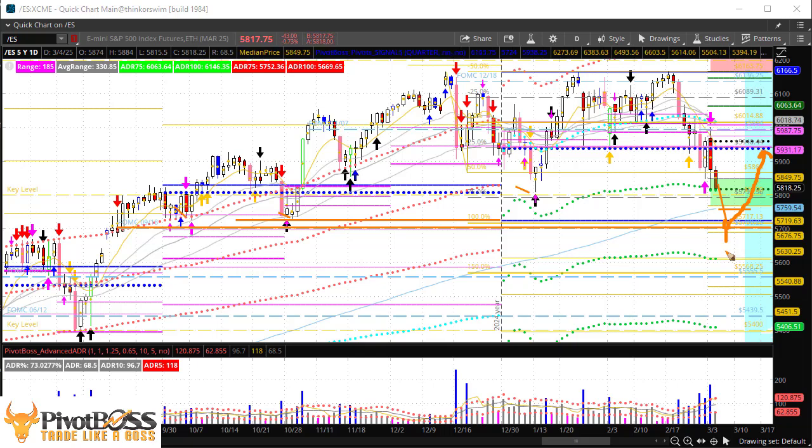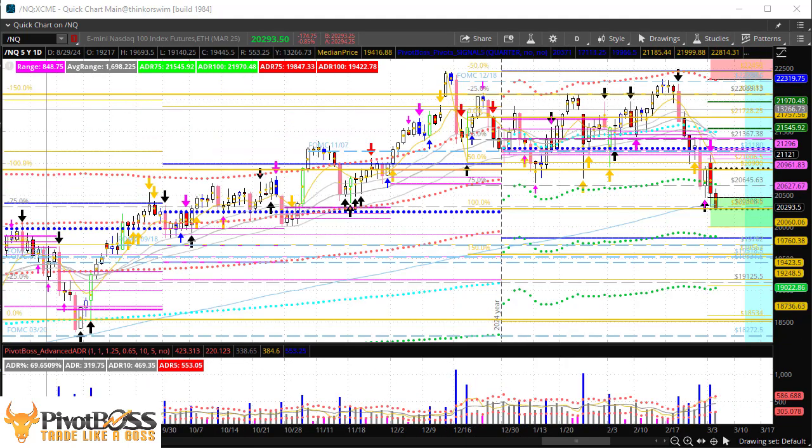A failure here, and you're starting to really open up that 5,400 lower market structure level below. So some big time levels here to keep an eye on, starting with the previous session's low. A failure to hold that level, and we're looking at more downside ahead. All right, looking at the NQ.